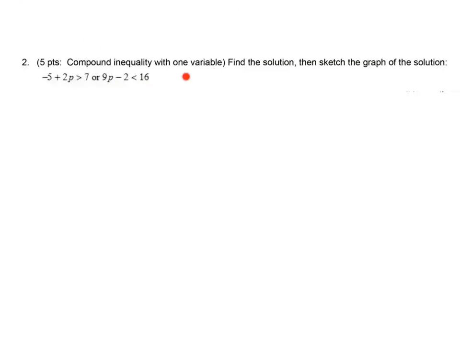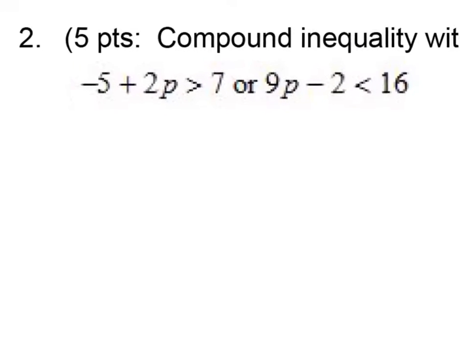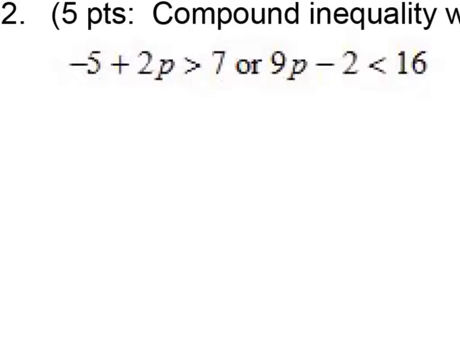Let's take a look at compound inequalities with one variable. Again, we're going to have to find the solution, and then we're going to have to sketch this. All right, and let's zoom in. I know that this word, or, is crucial because it means that we're going to be solving these separately. So we're going to be solving this inequality first, and then the second, and then we're going to be graphing it on the same line.